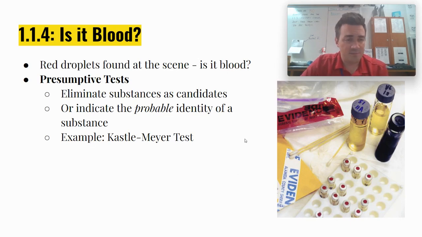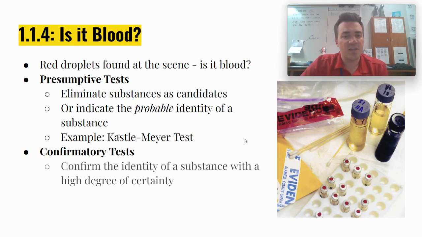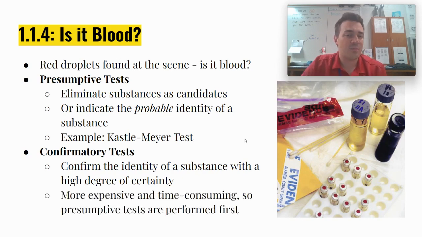Then if it is blood, or if our Kastle-Meyer test comes back positive, then to make sure that it's blood, we can do what is called a confirmatory test. Confirmatory tests are going to confirm the identity of a substance for us with a high degree of certainty. The reason we don't do these initially, though, and that we do presumptive tests first, is that confirmatory tests are more expensive and they're more time-consuming.